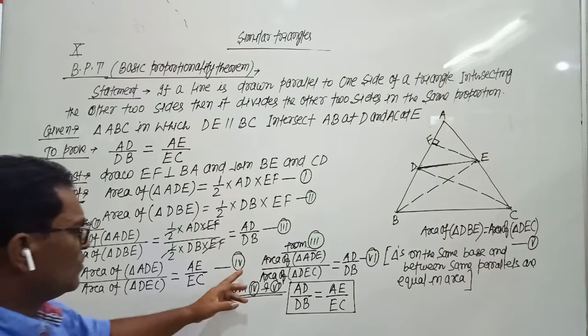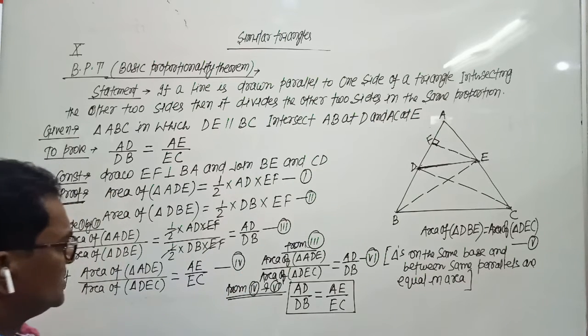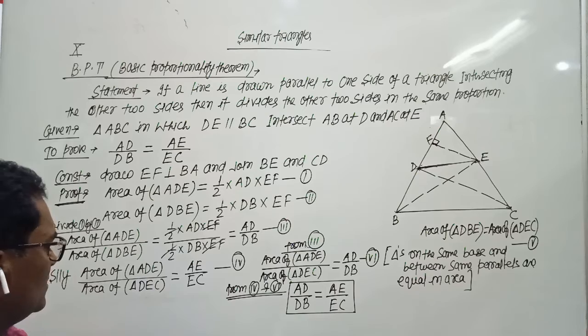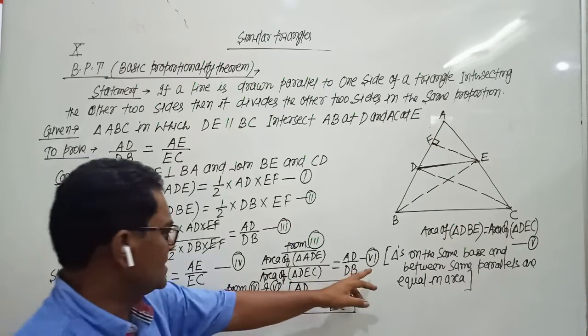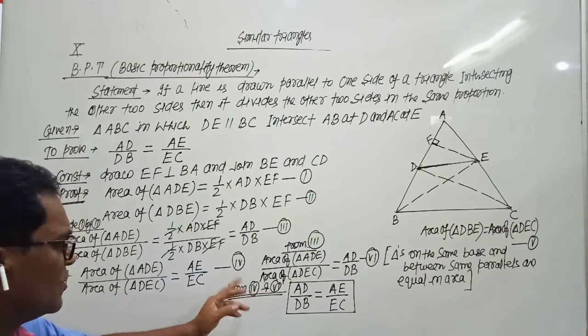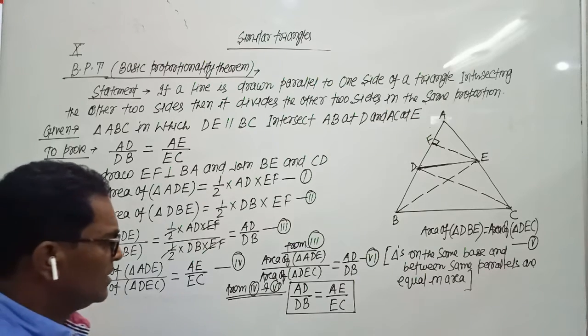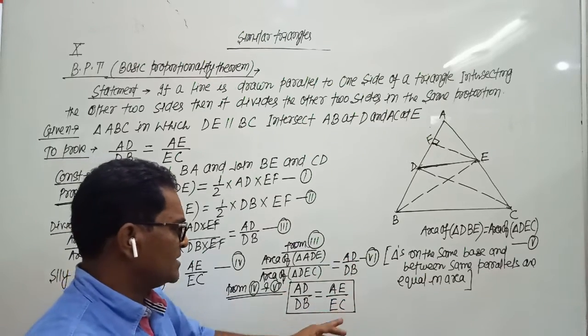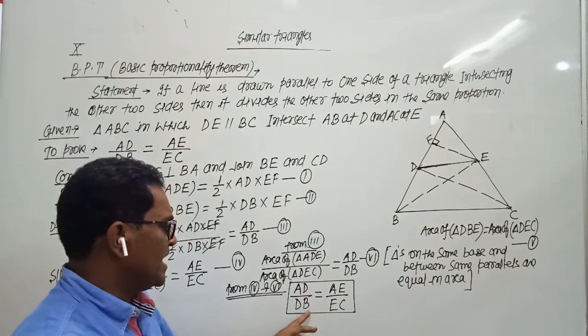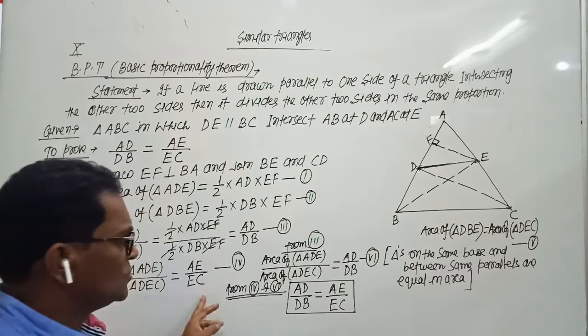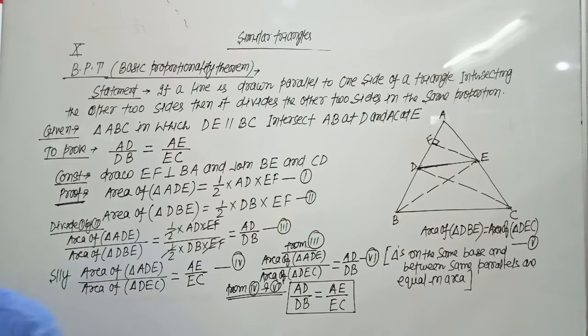Now from 4th and 6th, this was our 4th number equation, this is 6th number equation. Since LHS of both the equations are equal, then their RHS must be equal, means AD upon DB equals to AE upon EC. So this is the basic proportionality theorem.